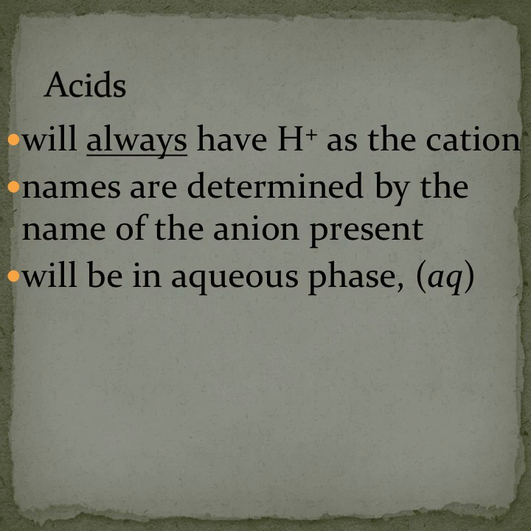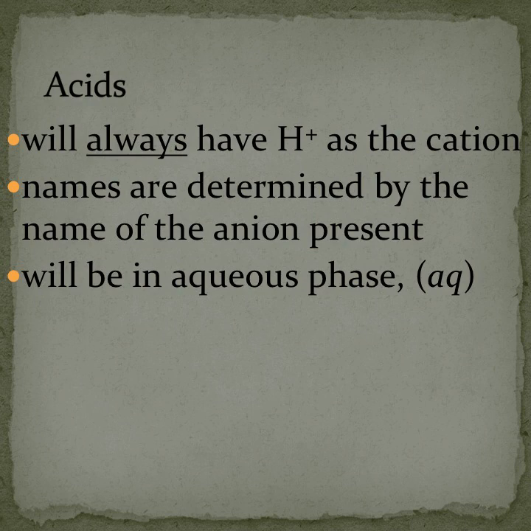And I'm going to help you out and put the phases of the acids that I give you in aqueous phase. AQ will be written to the right in parentheses of any acid that I give you. So there are essentially three possible endings of anions. Those are IDE, ITE, and ATE. So I'm going to go over how to name acids that have anions ending with each of those.